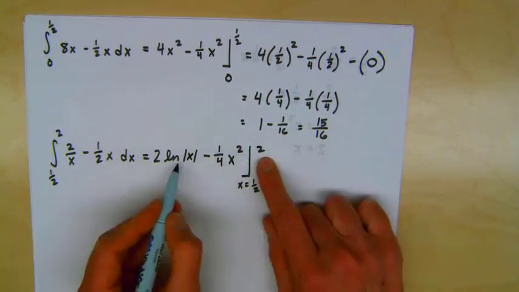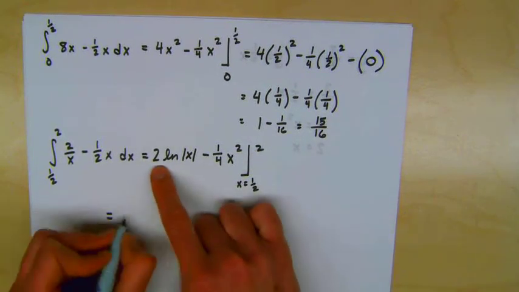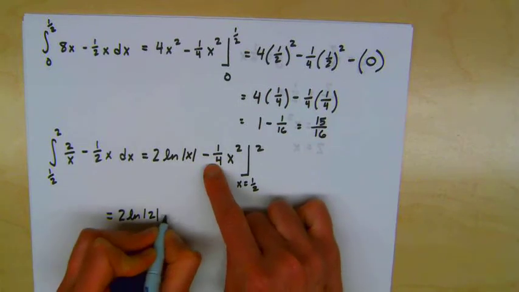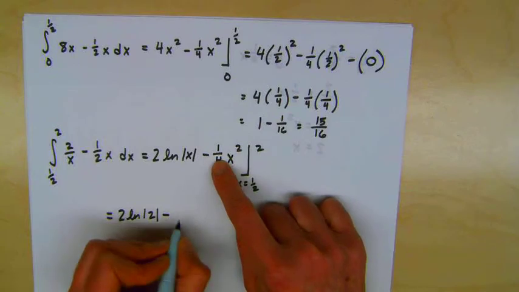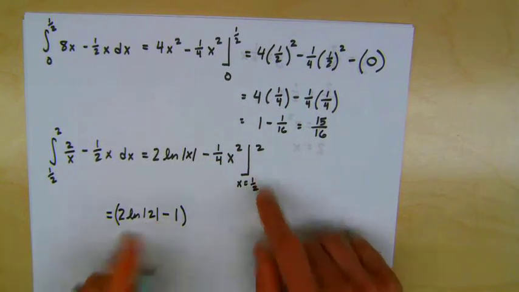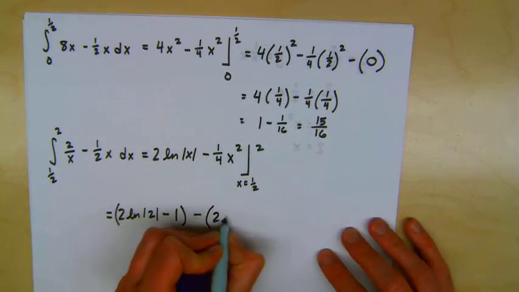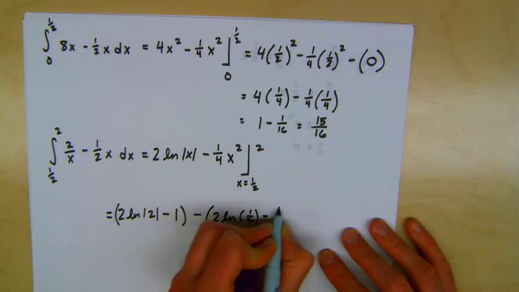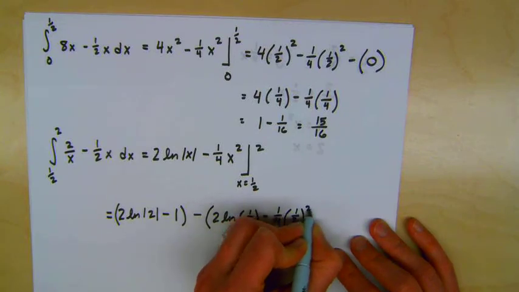So I have to actually plug in both of these bounds. I'll give myself a little space. So this becomes 2 times the natural log of 2 minus 2 squared is 4 divided by 4 is 1. So that's evaluating it at 2. And now I'm going to subtract off evaluating it at 1/2. 2 times the natural log of 1/2 minus 1/4 times 1/2 all squared.